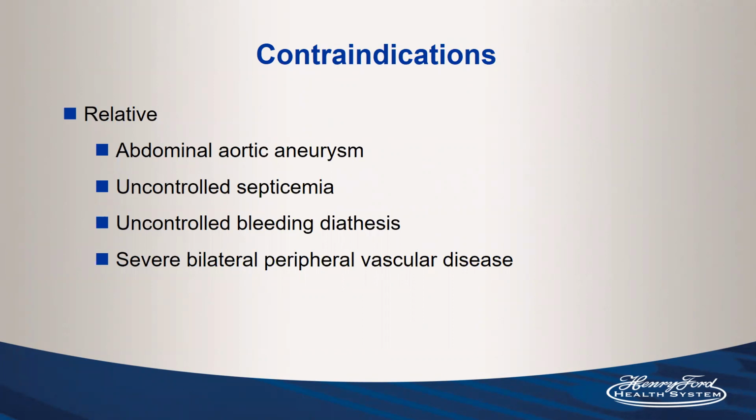So relative contraindications: abdominal aortic aneurysm, sepsis. When you have really significant vasodilation, with the balloon pump you just don't get benefit. So that's the main reason. Bleeding, and then, again, peripheral vascular disease.